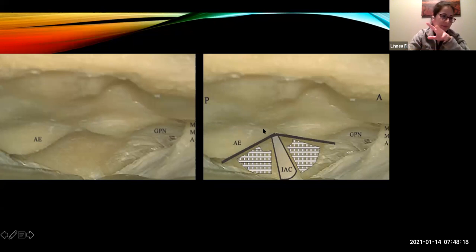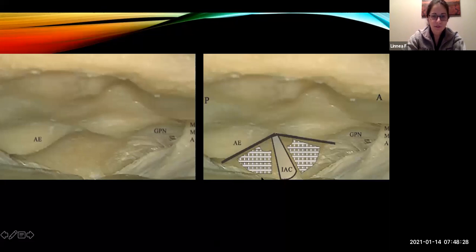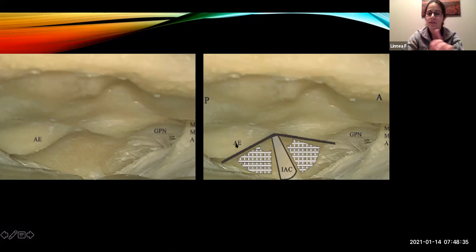Then the other little number to know for this area: the superior semicircular canal makes about a 45 to 60 degree angle with the IAC. So that's that other number. If your arcuate eminence is roughly where the superior semicircular canal is, 45 to 60 degrees from that is going to be your IAC. So that's why you can start drilling in this area.